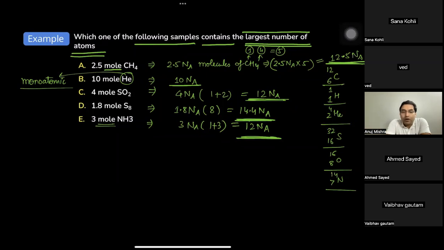Okay, sir. So see, in this case, why I multiplied 1 plus 2? The reason is because it is 1 sulfur and 2 oxygen. In this case, why I multiplied 8? Because there are 8 sulfur. Why in this case 1 nitrogen and 3 hydrogen? Because this is ammonia's structure. All right. Accordingly, we have multiplied the things. Clear?